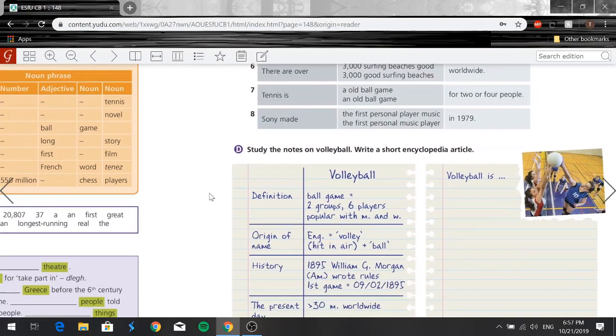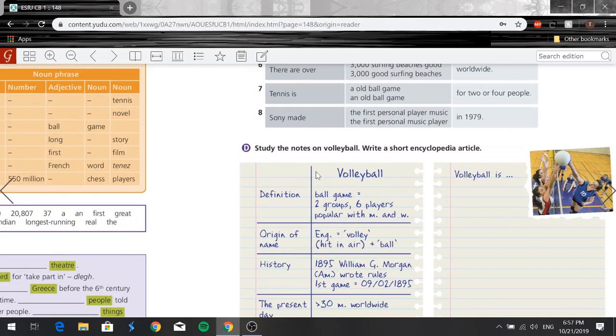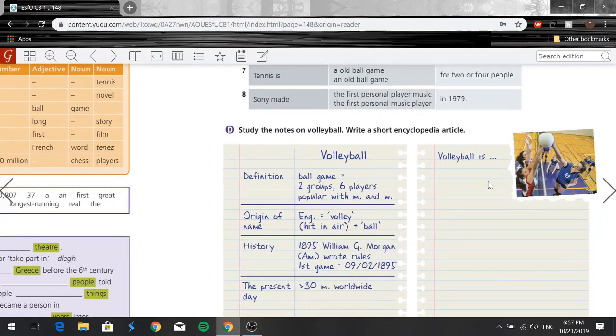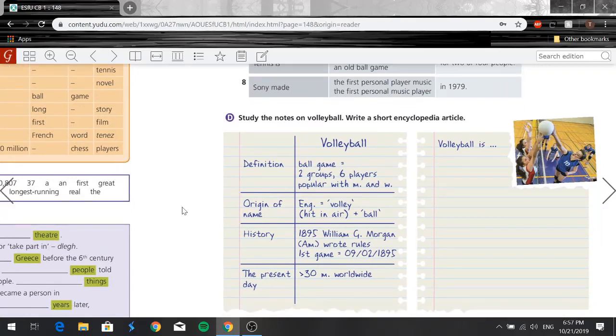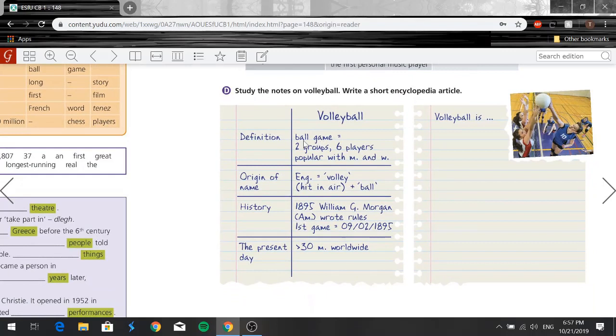What else do we have here? We have some notes. We're going to be studying the notes on volleyball, and I want you guys to write a short encyclopedia article. So what do I mean by that? Alright, so first take a look at the notes on volleyball here. So we have the definition, right? Origin of name, history, and the present day, right?